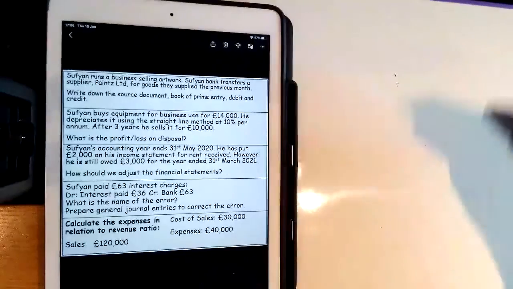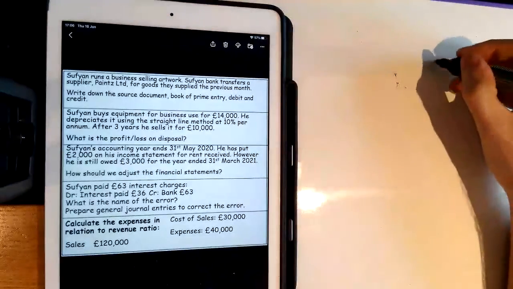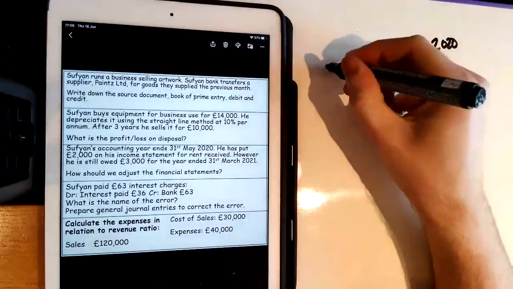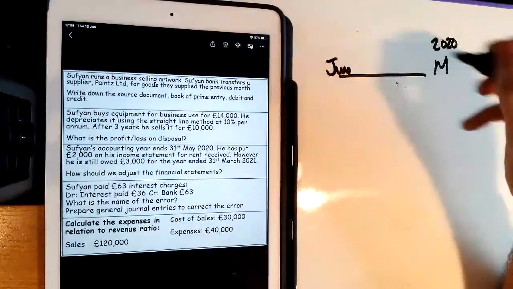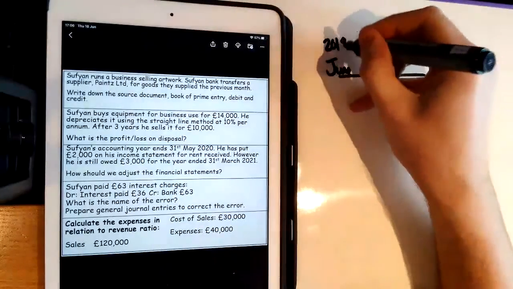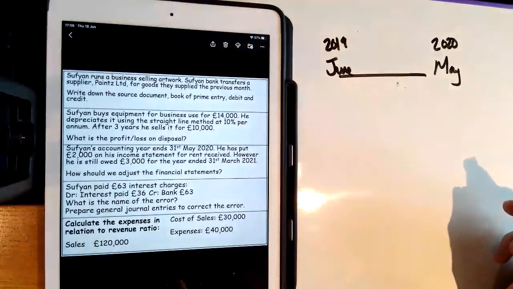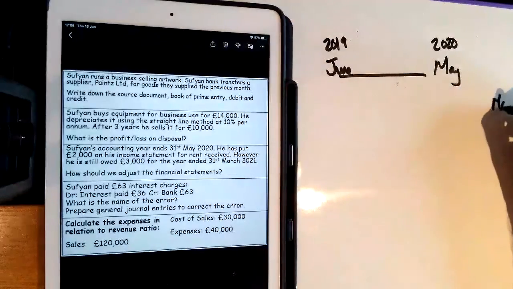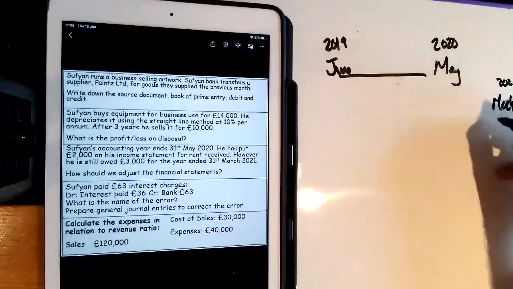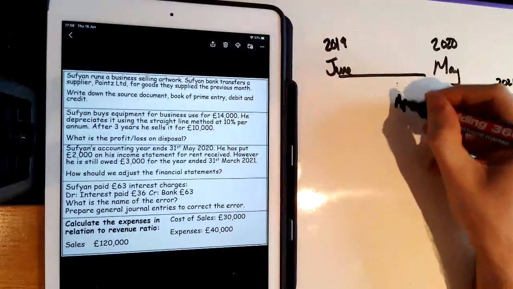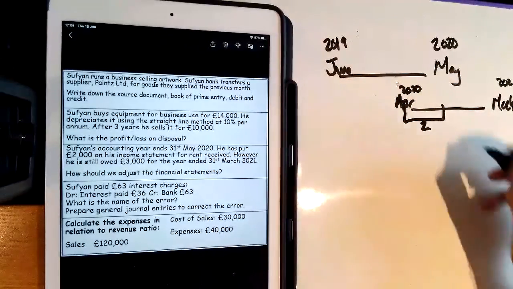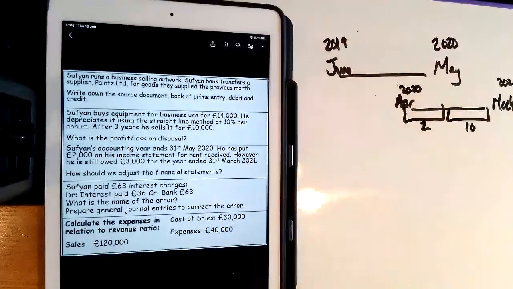Third one, Sufyan's account year ends May 2020. So it began June 2019. He's put £2,000 in the income statement for rent received. However, he is still owed £3,000 for the year ended 31st of March 2021. So that means that year started April 2020. So there's 2 months in that year, and 10 months in the next year.